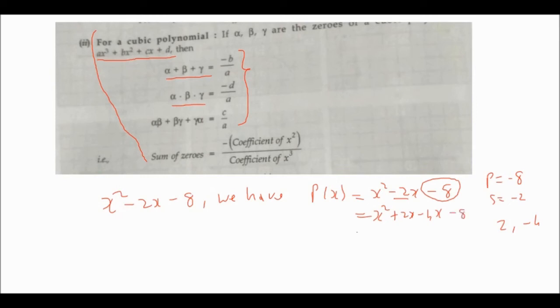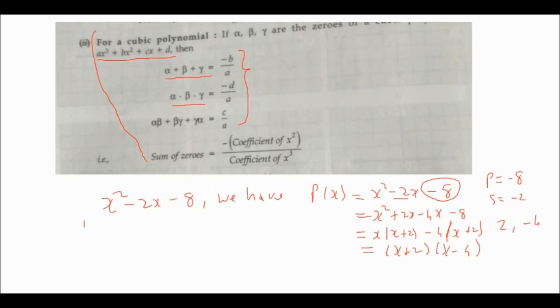Now we will take x common, you get x plus 2, then we take minus 4 common. Remember here to take the minus sign common, so we get x plus 2. Now we take x plus 2 common, so we get x minus 4. So these are the factors.